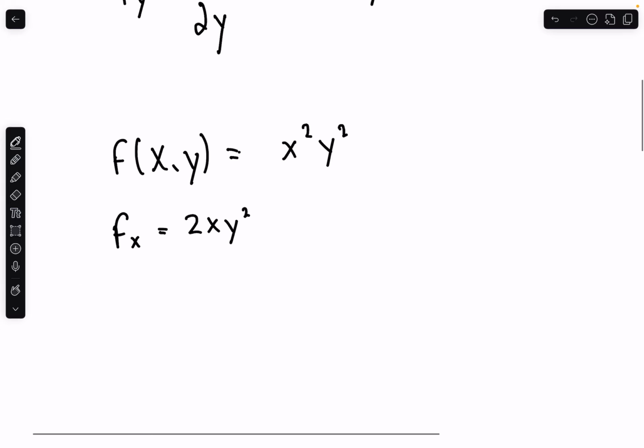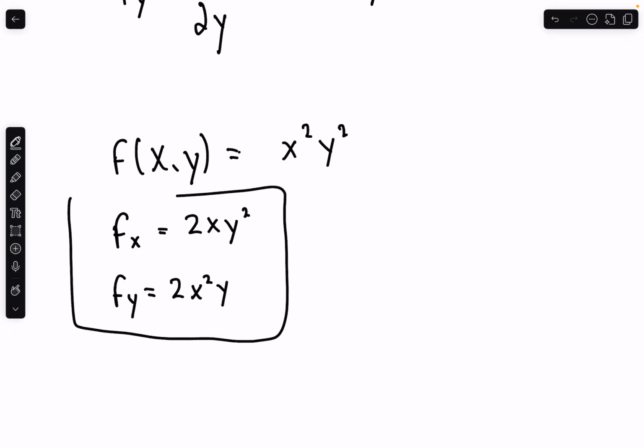Now, if we wanted to take the partial derivative with respect to y, it's the same thing. X squared is a constant this time, so when we take the derivative of y squared, we just get 2x squared y. There you go. That's how you take the partial derivative of a function.